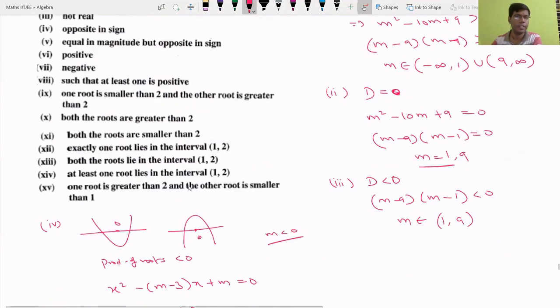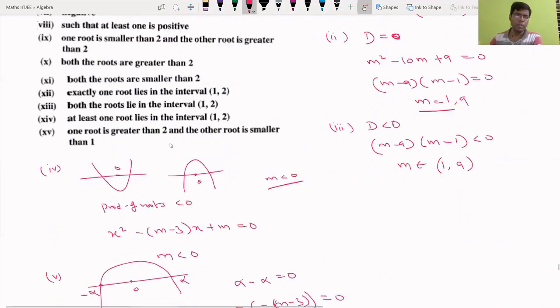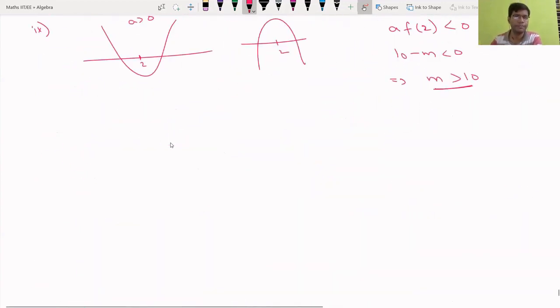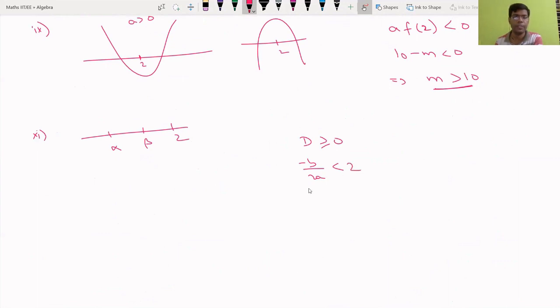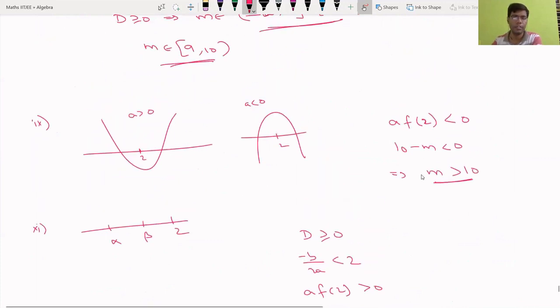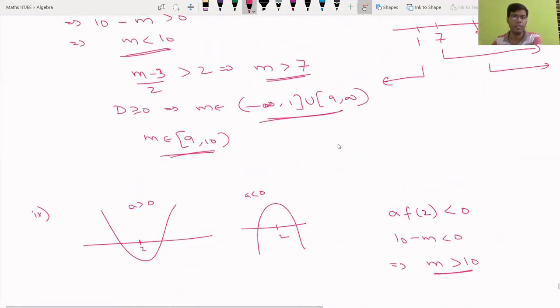Okay, so then let's take the next one. Both the roots are smaller than 2. Okay, let's do that also. 11th one, 10th we have already done. So both the roots smaller than 2. So this is my alpha, beta, this is my 2. Fine. So in this case, the conditions which we'll have to consider are discriminant greater than or equal to 0, minus b by 2a will be less than 2, and then a f of 2 will be greater than 0. Fine. These were the 3 conditions.